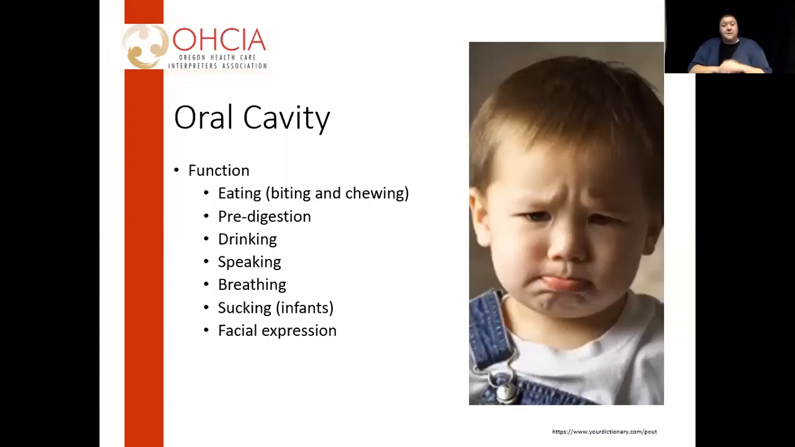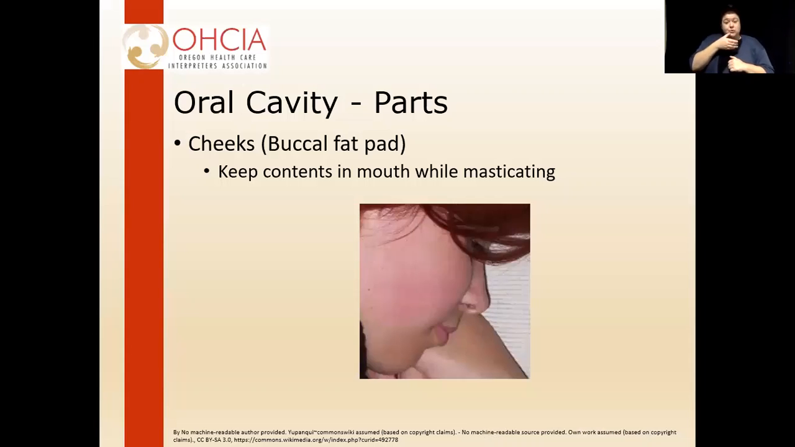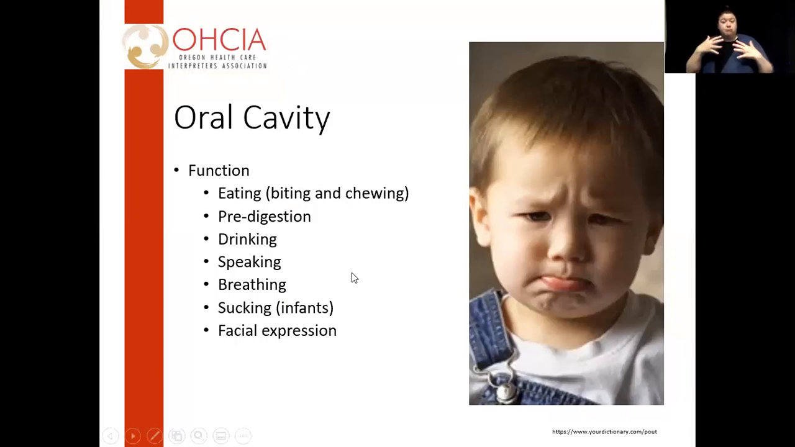The function of the oral cavity is for eating, right? The front teeth are for biting, the back teeth are for chewing. It's for pre-digestion, so it starts to break down food before it goes into the digestive system. Your mouth is also used for drinking and for speaking and for breathing, because if you hold your nose, then you can breathe through your mouth. Your mouth is also used for infants to suckle, and it's an instinct that they're born with in order to feed.